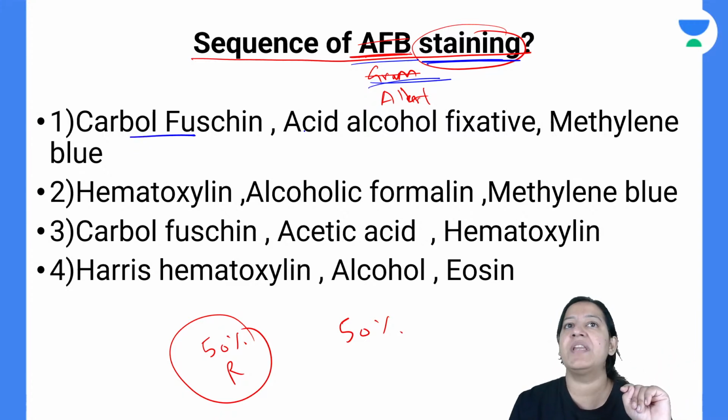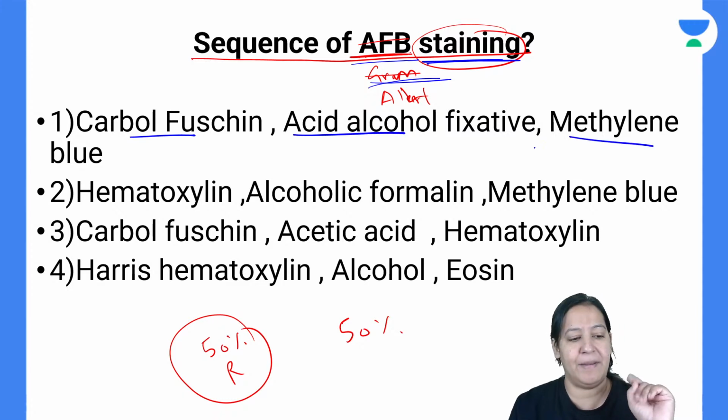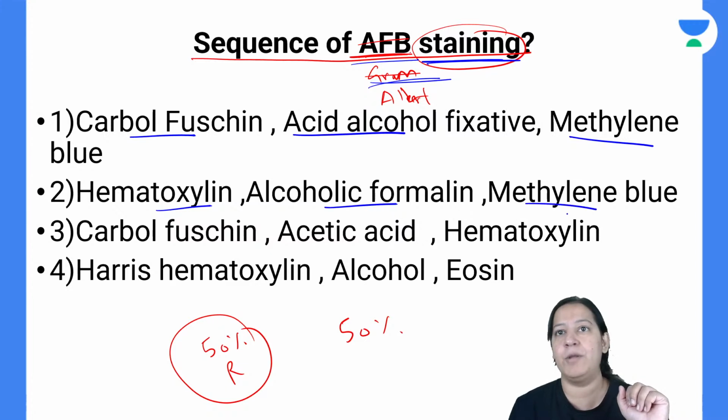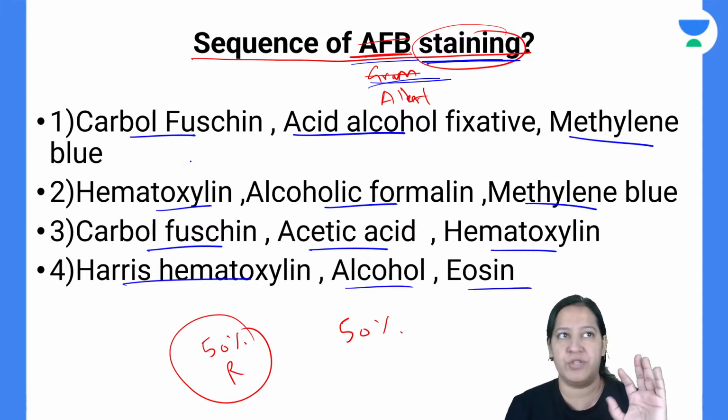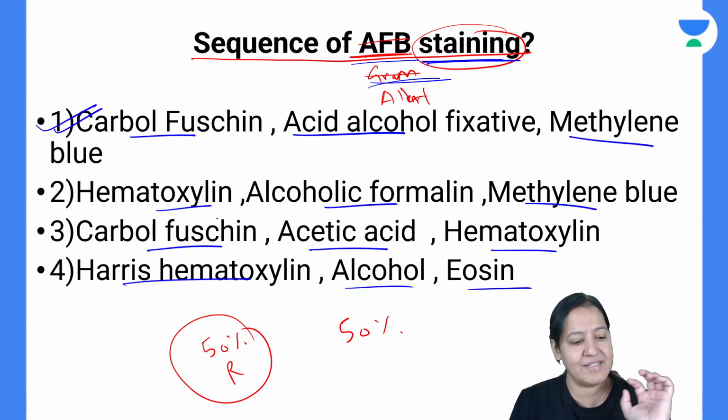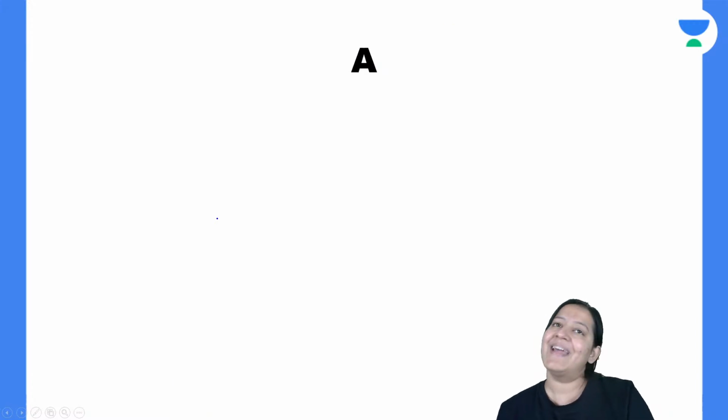So carbol fuchsin, acid alcohol fixative, and methylene blue is the first option. Hematoxylin, alcohol or methylene blue is the second option. Carbol fuchsin, acetic acid, hematoxylin is the third option. Harris hematoxylin, alcohol and eosin is the fourth option. Most of the students are saying 1 as the correct answer, and you all are right. The correct answer here is A.